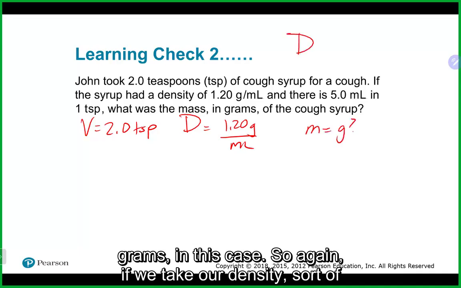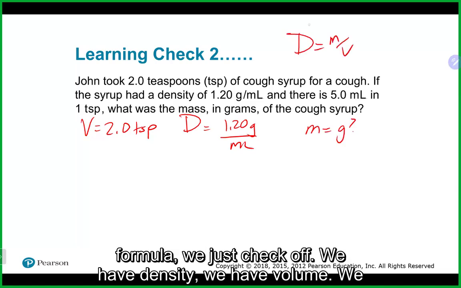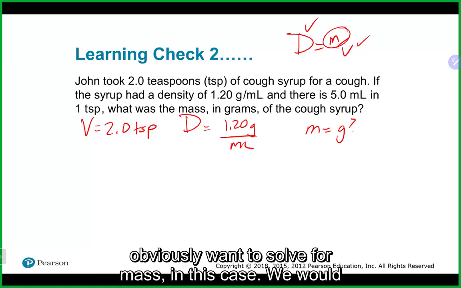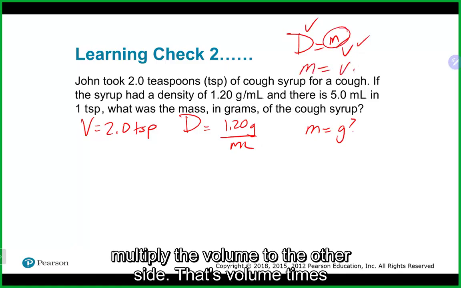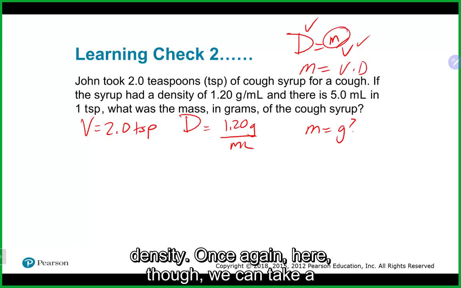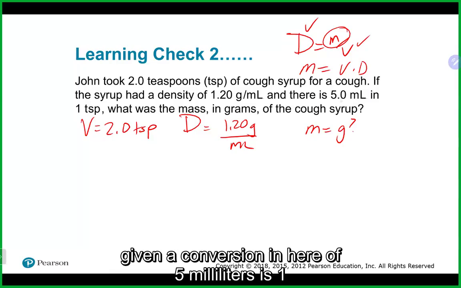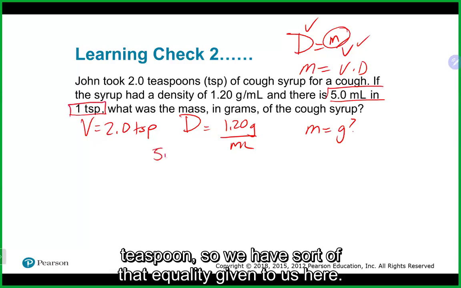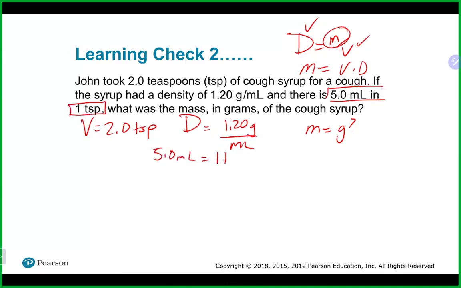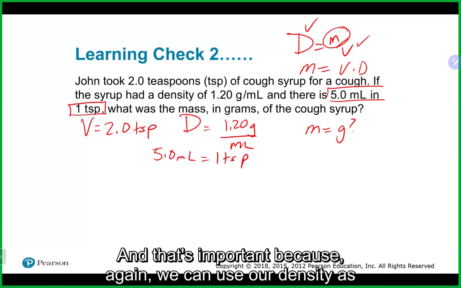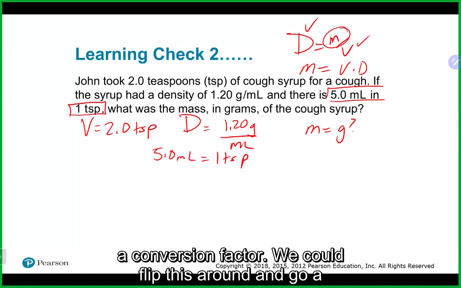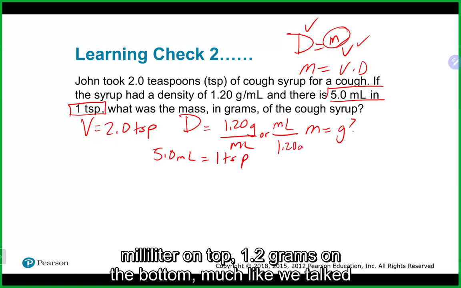So again, if we take our density formula and we just check off, we have density, we have volume. We obviously want to solve for mass in this case. We would multiply the volume to the other side. That's volume times density. Once again, here though, we can take a dimensional analysis approach and see how we do. We are also given a conversion in here of 5 milliliters is 1 teaspoon. So we have that equality given to us here. And that's important because, again, we can use our density as a conversion factor. We could flip this around and go a milliliter on top, 1.2 grams on the bottom.